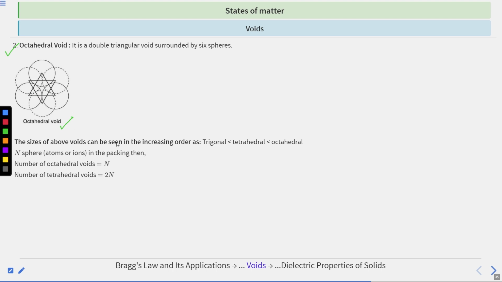The size of the above voids, in increasing order, is highest in octahedral, then tetrahedral, then trigonal. If n spheres are packed, then the number of octahedral voids will be n and the number of tetrahedral voids will be 2n.